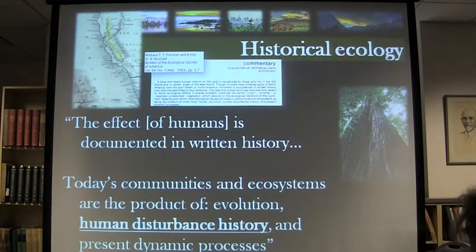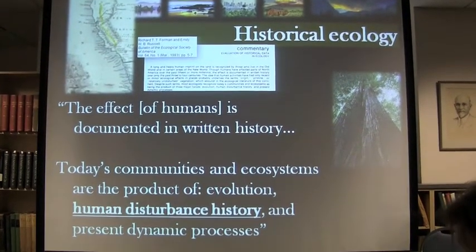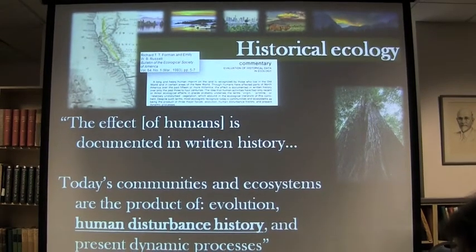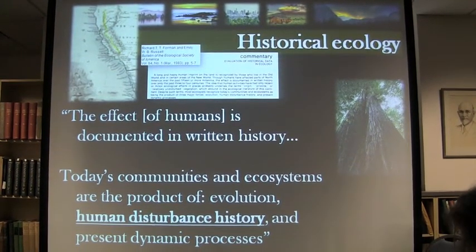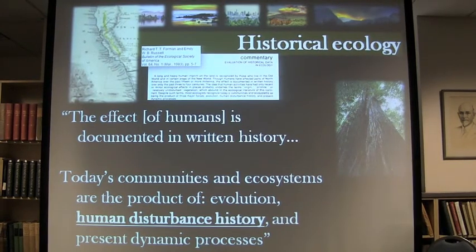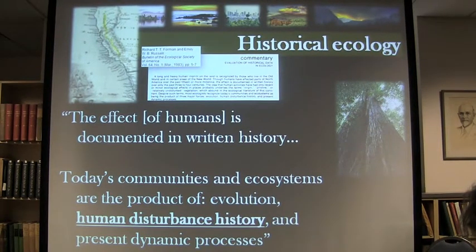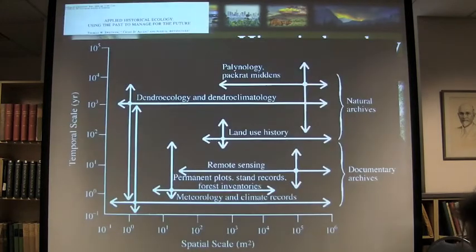So historical ecology, it's not a new term. It was brought to the ecological literature in 1983, and there was a review in Ecological Monographs that talked about the uses of historical ecology to answer some ecological questions. This is because it is now accepted that today's communities and ecosystems are the product of evolution, human disturbance, history, and present-day dynamic processes. So today I'm going to talk a little bit about the human disturbance history part of this.